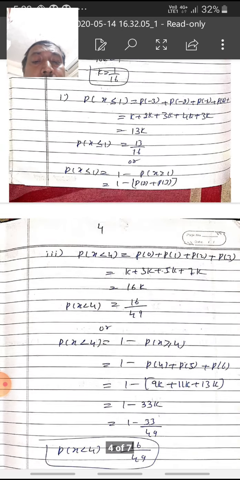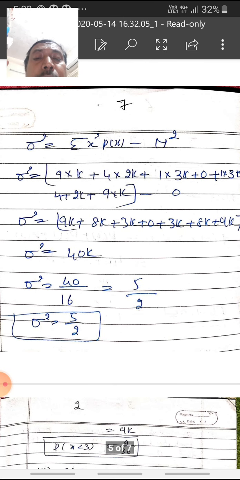One more thing, you are going to find the last value, the variance. Sigma square is the symbol for the variance. The formula is summation x square p of x minus mu square. Since we already found the mean value, mu will be 0. Instead of multiplying x directly with p of x, here make x square and multiply with p of x.